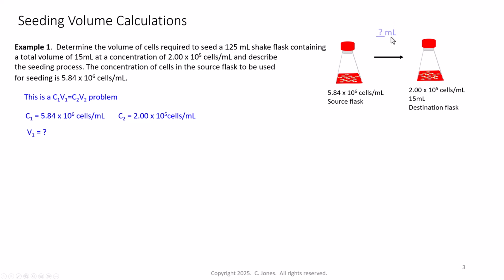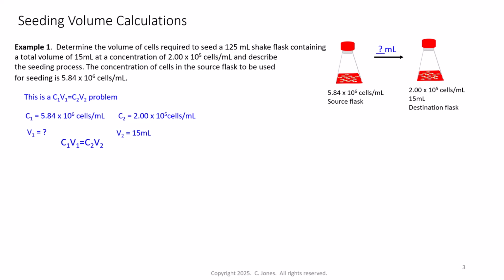V1 is what we're trying to find. Remember, this is the volume of cells in the source flask that we need to passage to the destination flask. And V2 is the volume that we want to end up with in the destination flask. In this case, it is 15 mls. So V2 is always the volume we're preparing, and it's going to be the larger volume. So let's proceed with the calculation.